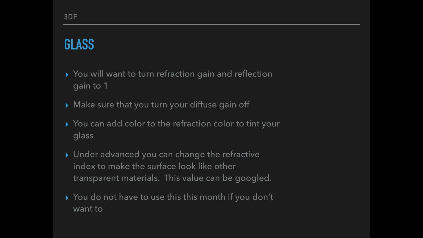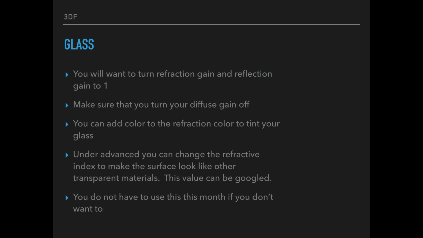So with glass, you're going to want to turn the refraction gain and the reflection gain to 1. We need to make sure we turn the diffuse gain off because those two will kind of fight with each other. I would also turn the primary specular face and edge color to black. Glass has its own reflections, and then when we add additional through that spec, it might look odd. If we want to tint the refractive color, that's going to tint your glass.